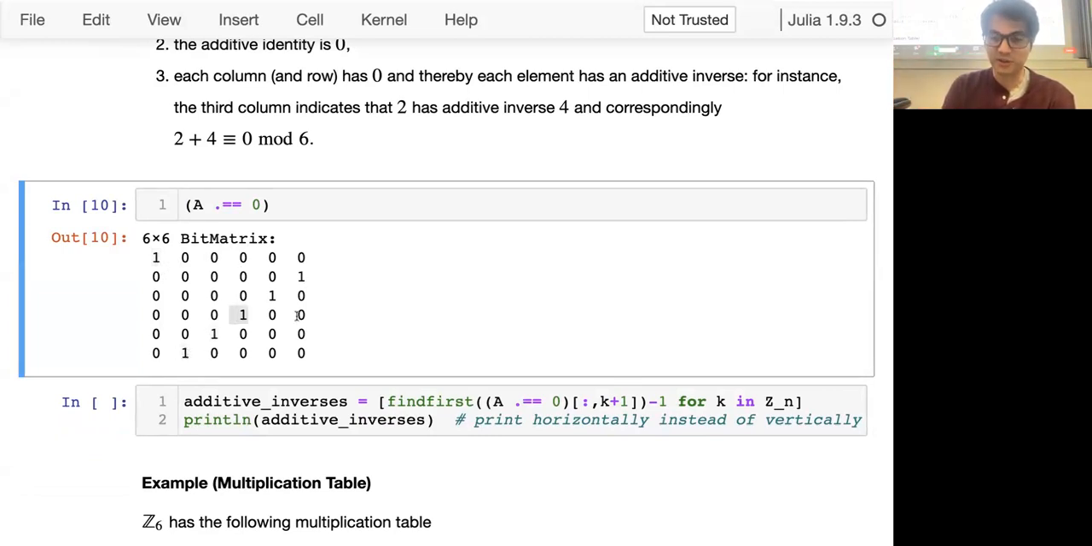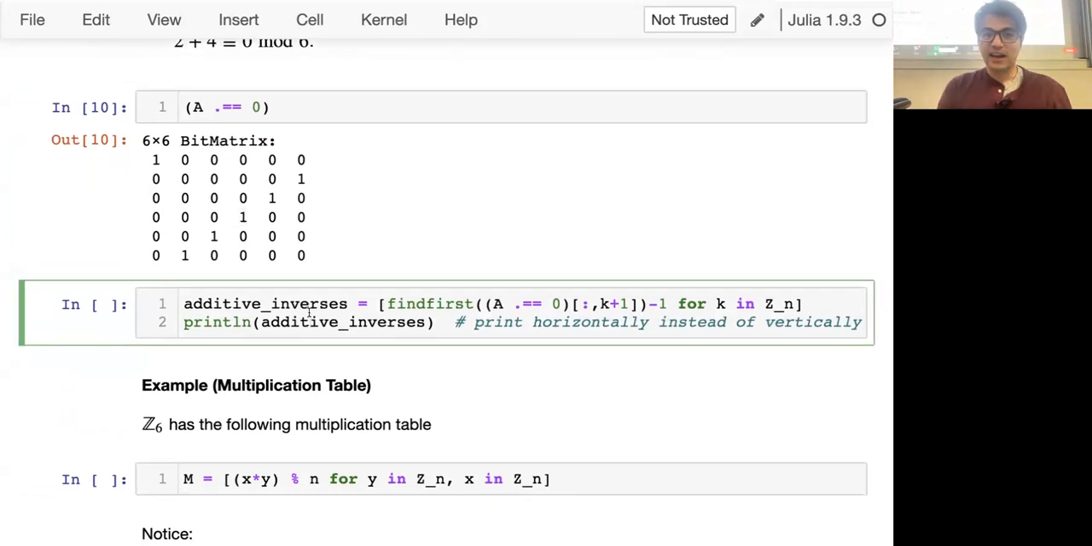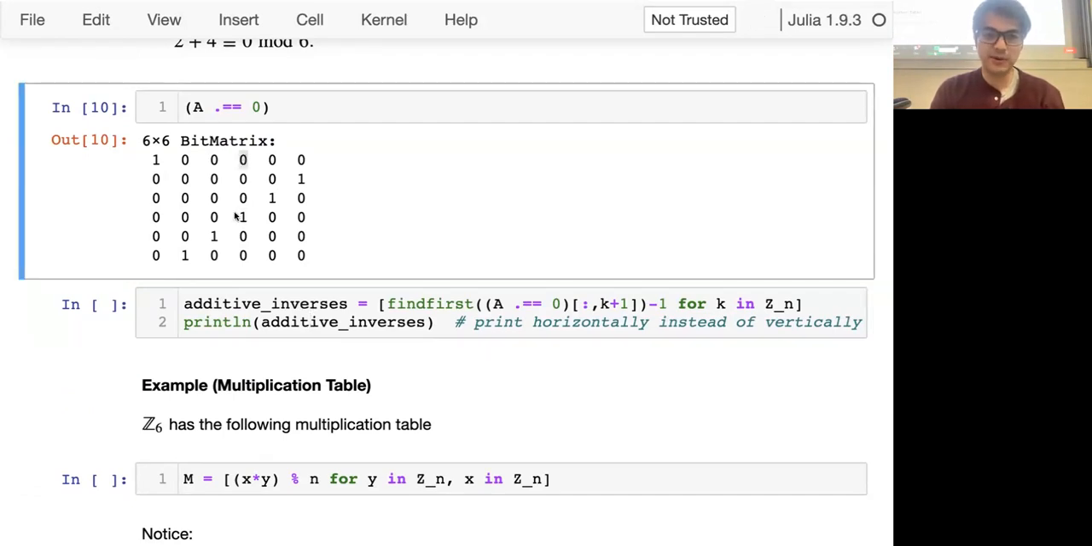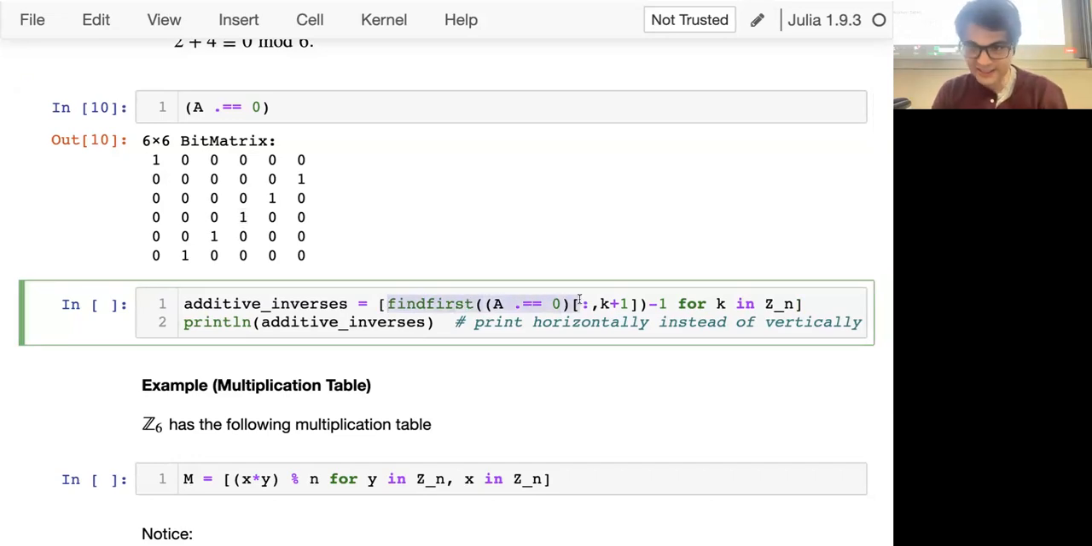every element is invertible. How can we find the additive inverse of a number? Well, we have to scan these columns, right? So suppose we want 0, 1, 2, 3. What's the inverse of 3? Well, we just have to find where this is 1, which is exactly what this does.